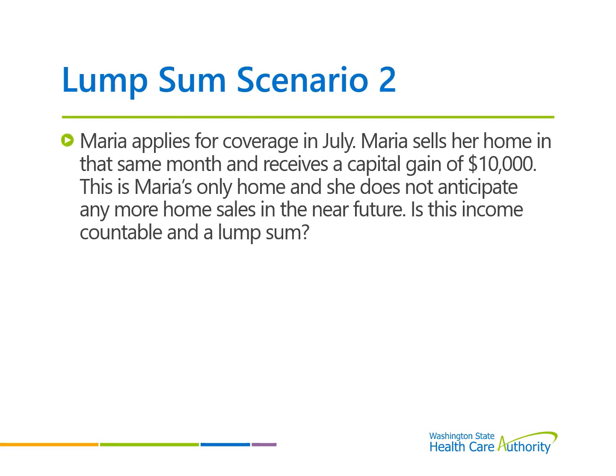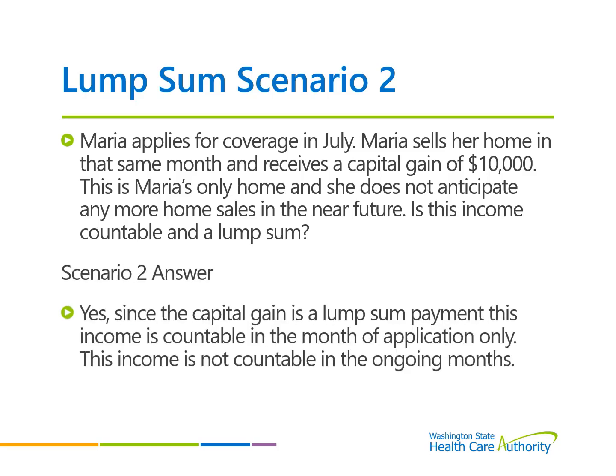Lump sum scenario 2. Maria applies for coverage in July. Maria sells her home in that same month and receives a capital gain of $10,000. This is Maria's only home, and she does not anticipate any more home sales in the near future. Is this income countable and a lump sum? Yes, since the capital gain is a lump sum payment, this income is countable in the month of application only. This income is not countable in the ongoing months.